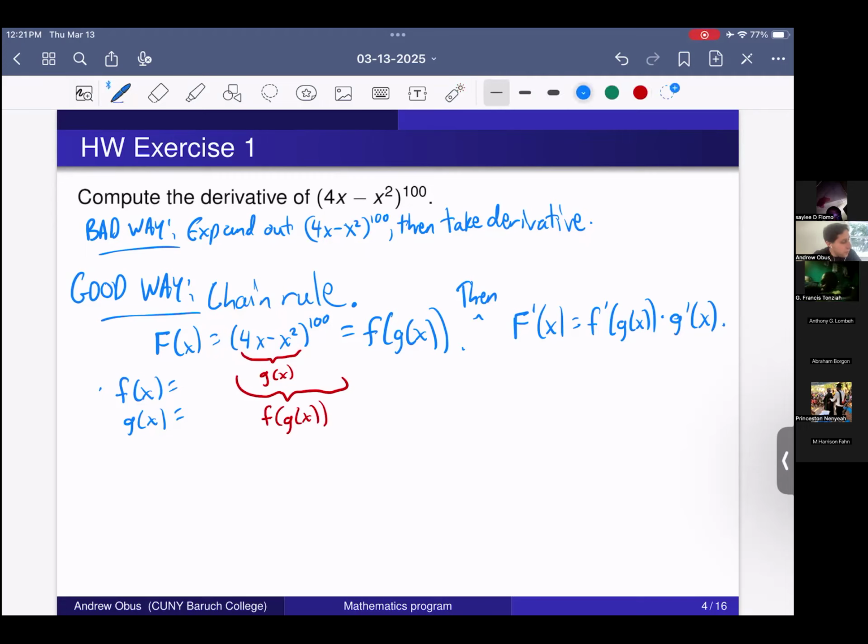So in this case, g of x is 4x minus x squared, and f of x is x to the 100, right? Because this is what you have to do to 4x minus x squared in order to get the final function. You have to raise it to the 100th power. So you're first applying 4x minus x squared, and next you're applying x to the 100. Is that clear? Because you have to understand how things are created as compositions before you can do the chain rule. So is it clear why this is your f and this is your g here?